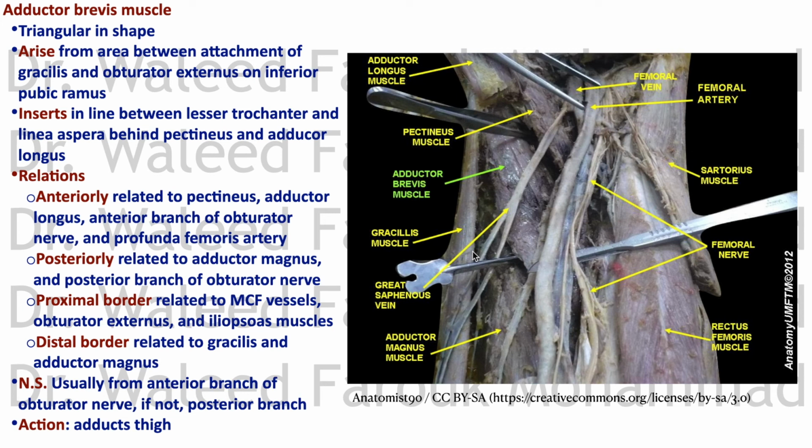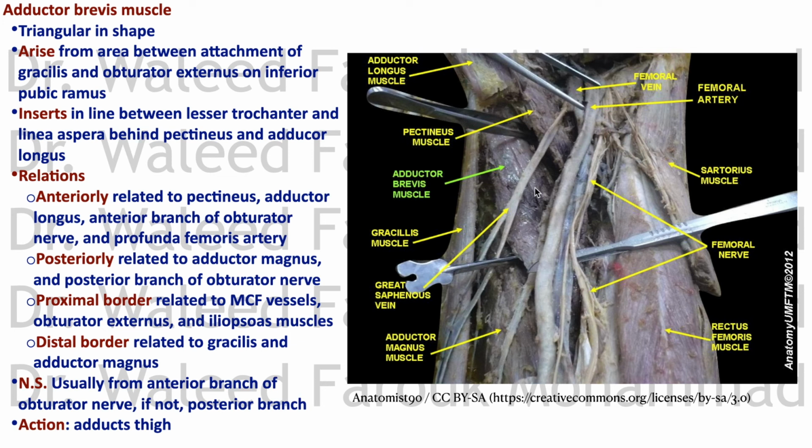Posteriorly, it's related to the adductor magnus. This is the adductor magnus muscle, and the posterior branch of the obturator nerve. Okay, the nerve is not present here. Anterior to it is the anterior branch, posterior to it is the posterior branch.